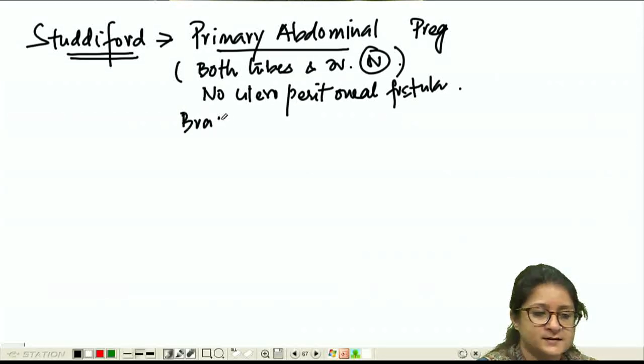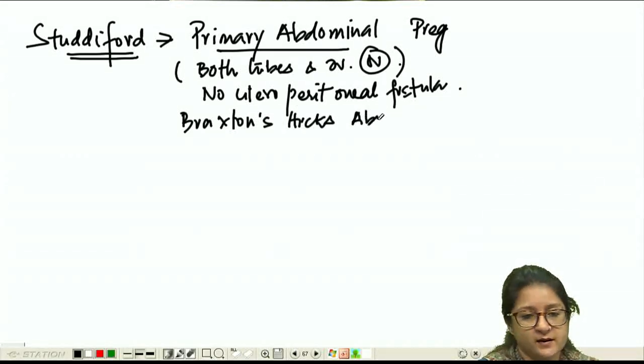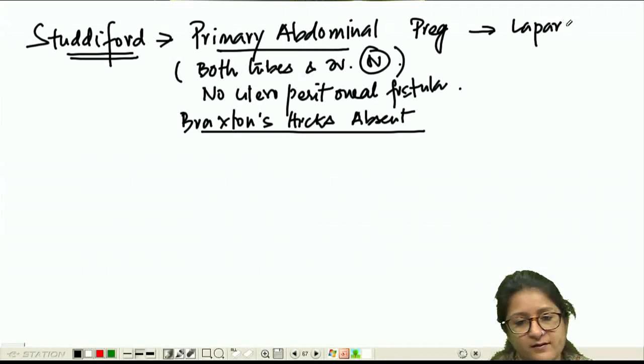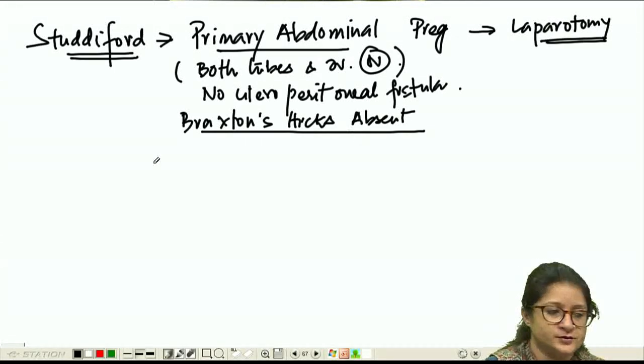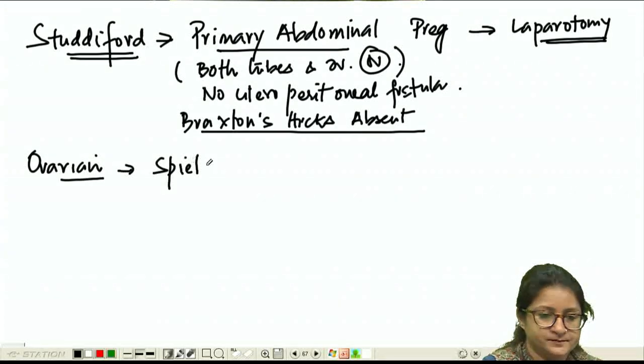Very importantly, Braxton Hicks contractions are absent in a primary abdominal pregnancy. Very, very important. And a primary abdominal pregnancy, whenever identified, needs to be treated by laparotomy. There is no other option to go about it. For ovarian pregnancy, again the criteria is Spiegelberg.